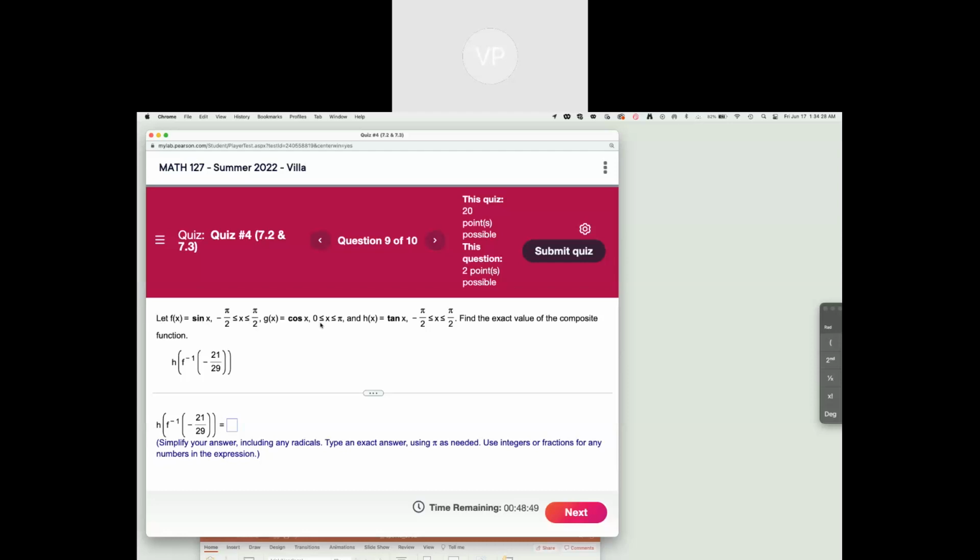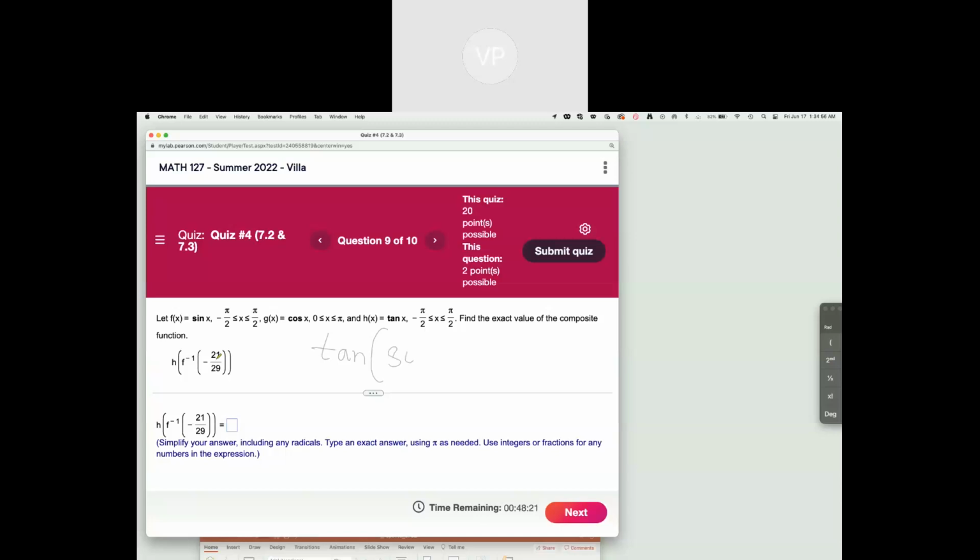This one right here, you have a sine function, you have a cosine function, you have a tangent function. They want you to find the exact value of the composite. Now, what they're saying is you want to take the inverse sine, and this is all it is. It looks a lot worse. Replace the h with tangent. So instead of h, we're going to write tangent.